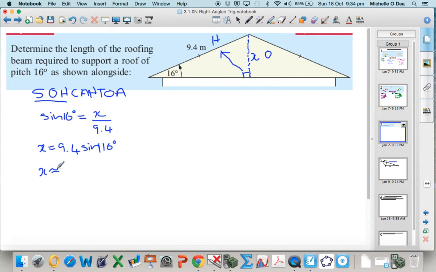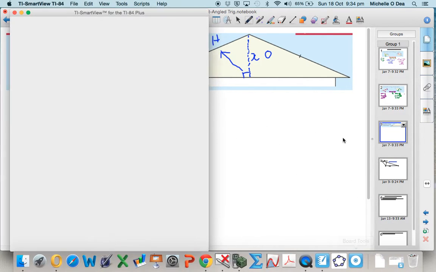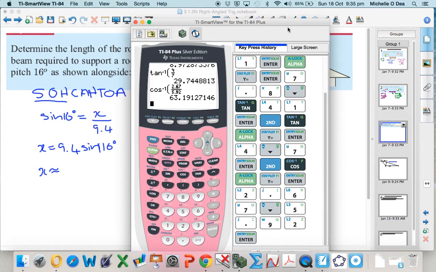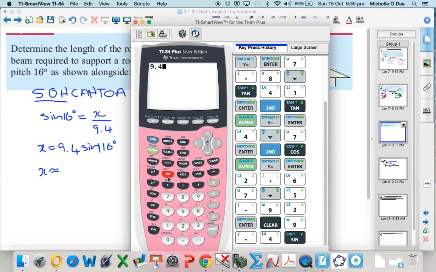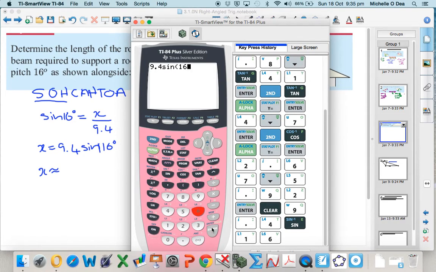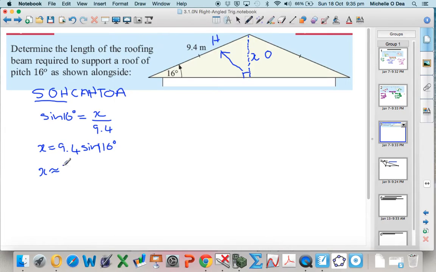And then we just need to grab our calculators. So I'll get my calculator up. Let's move it out of the way and clear our screen a bit. So 9.4 sine 16, enter. And again, 3 significant figures, 1, 2, 3. The next digit is 0, so we don't round up, chop it off. So 2.59. So our beam needs to be approximately 2.59. Don't forget the units, meters. There you go, pretty simple.